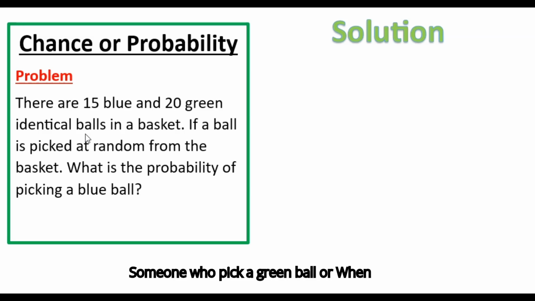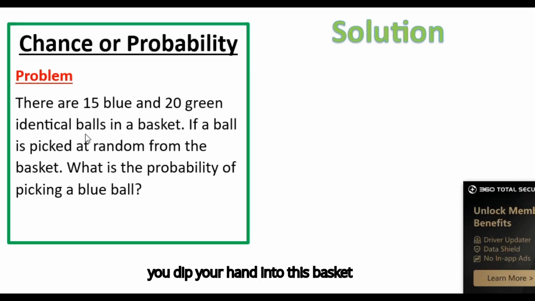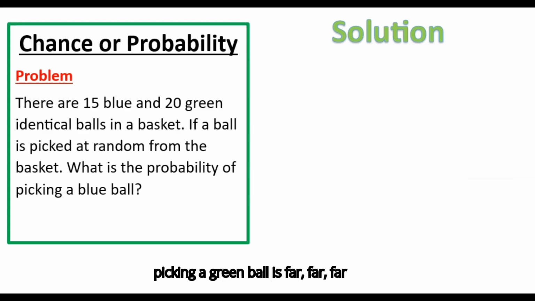When you dip your hand into this basket without looking into it, your chances of picking a green ball is far higher than the chances of picking a blue ball. Why? Because the green balls are more. It means that you may pick more green balls than a blue ball.